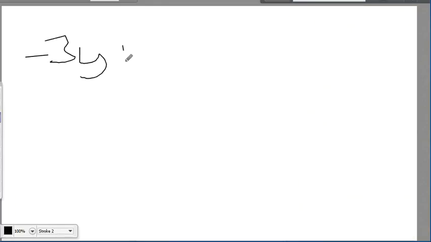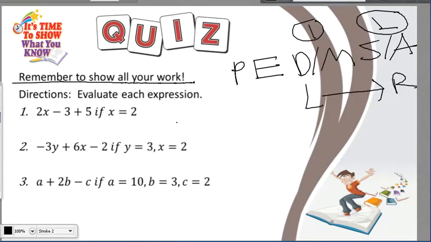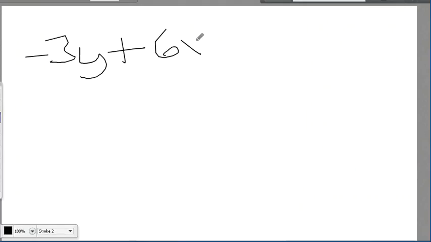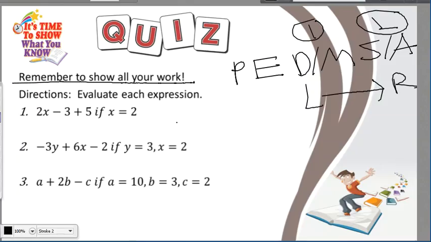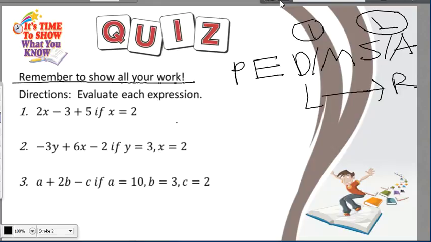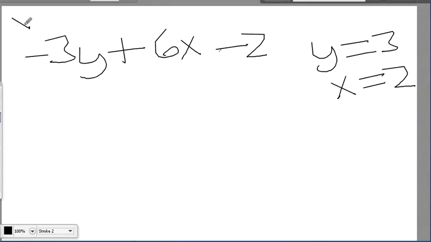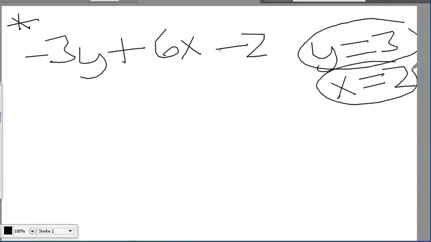Okay, so -3 times y plus 6 times x minus 2, if the y is 3 and the x is 2. Okay, so we're going to take this variable expression. We are going to evaluate it. We're going to figure out the answer if the y is 3 and the x is 2. So here we go.